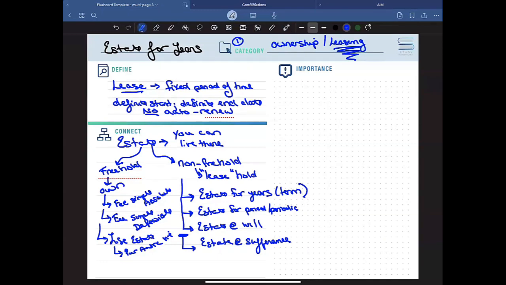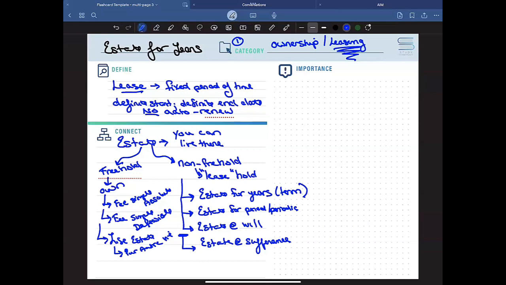flashcard word, when you're thinking about connecting, yeah, we're talking about an estate for years, but would you agree everything in the connect box area actually relates somehow? Because I could have said connect. I guess I could have said relate. Do you see how it all kind of relates and fits together like a puzzle piece? Yeah, it's just like an umbrella with everything. Yes, and that's what I want you to be able to do.